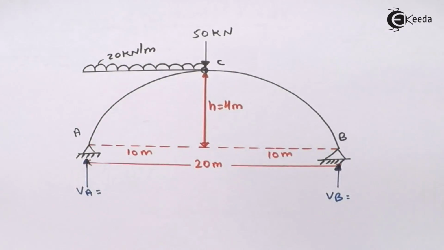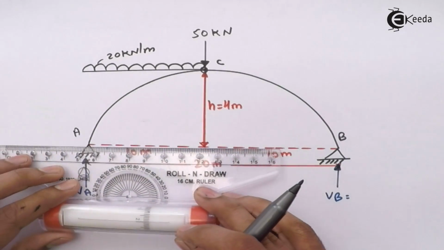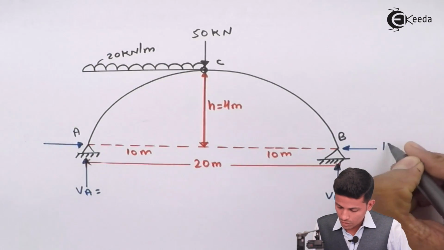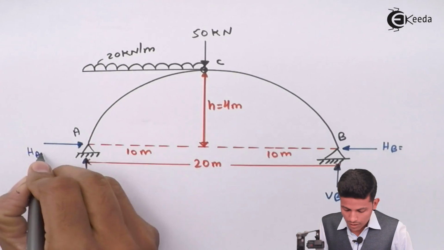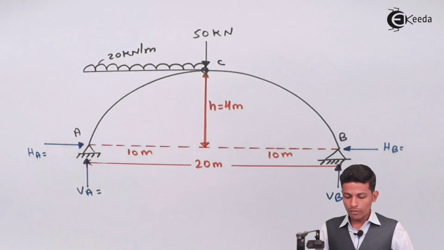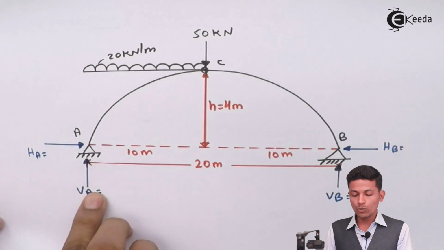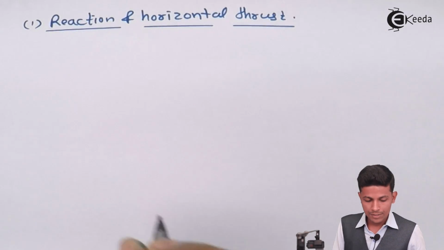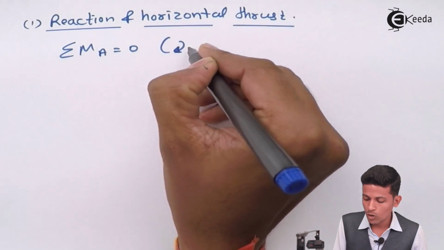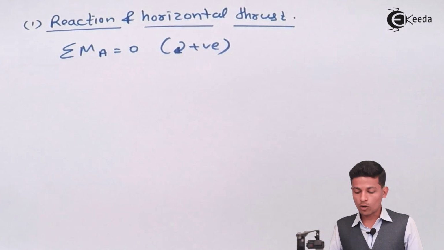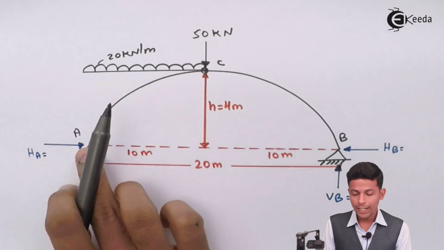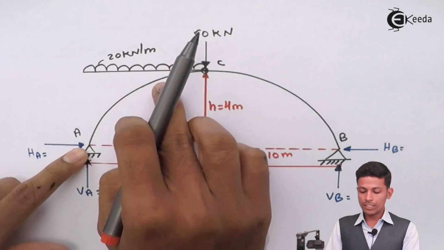VB, and as you all know, in arches H is always inward, so HB and HA. Okay, now solve the VA and VB reactions. What we take first is moment at A equal to 0. Sign convention is clockwise positive. See, first of all we are taking moment over here, so this UDL comes into the picture.